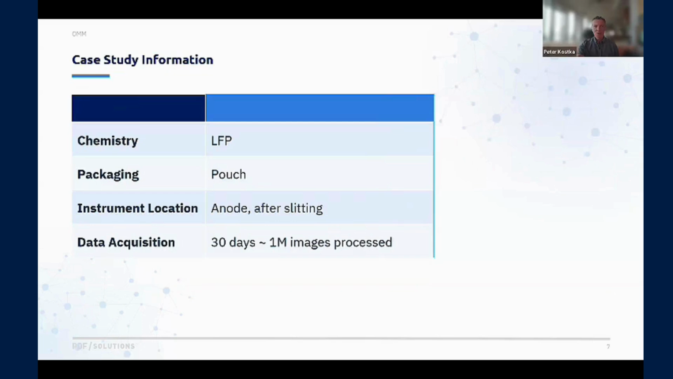Case study so far, yeah. So let's get into it. We're looking at LFP pouch cells. The instrument is located on the anode after slitting, and the total amount of data that we've collected here so far as of today is a little bit over 1 million images collected over 30 days. We're not collecting 24/7, just because this particular line isn't running at full capacity, and we'll be looking at a little bit of a subset of that data.